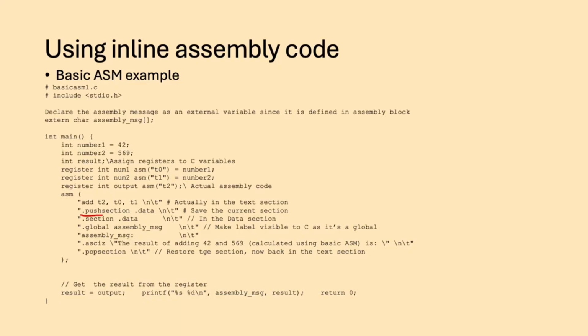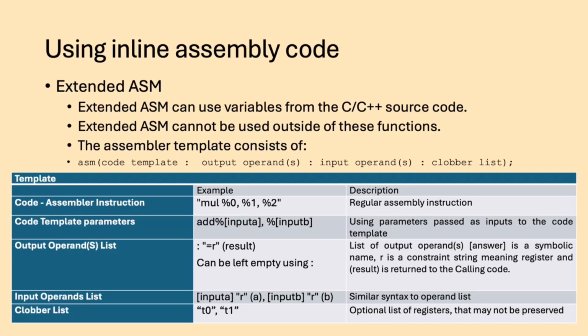So we use the push section directive, then we introduce the data section. After this, we restore the text section with pop section. Now extended ASM is used to embed assembly instructions directly into the C source.